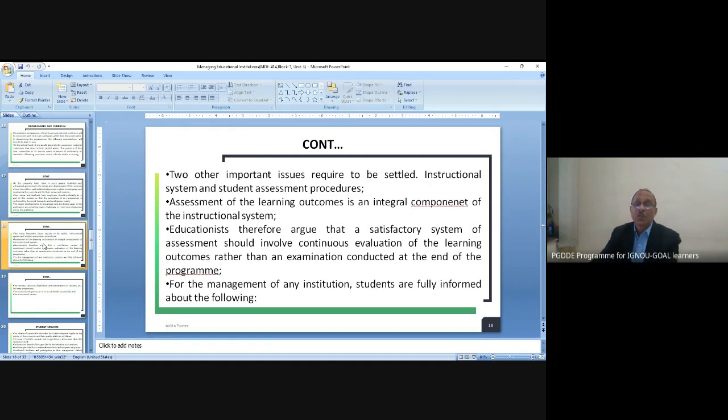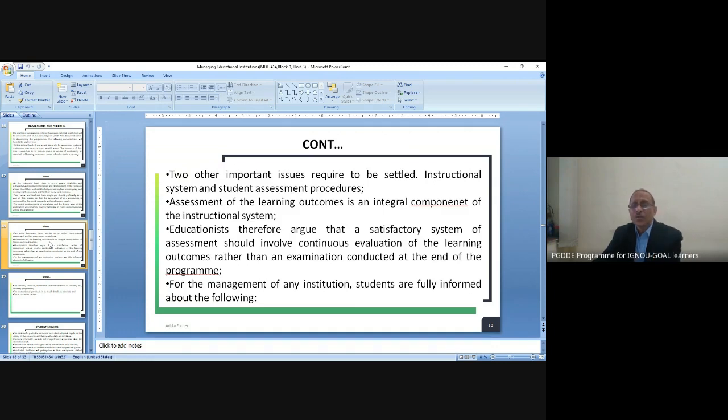Educationists therefore argue that a satisfactory system of assessment should involve continuous evaluation. That's what they say. It's not evaluation at the end of a semester or the end of a year. Assessment should be continuous. Continuous means I have completed one particular topic or chapter. Let me assess the students' learning of that particular chapter. Then only I move to the next. That's the continuous evaluation or assessment, which has a rigorous process.